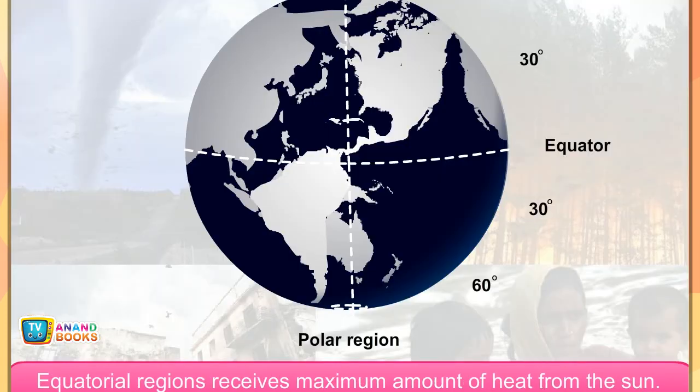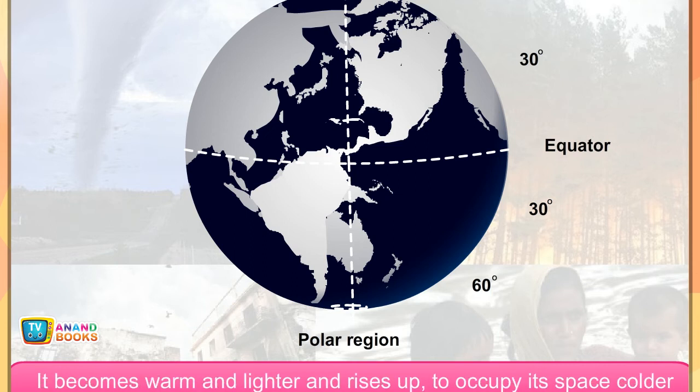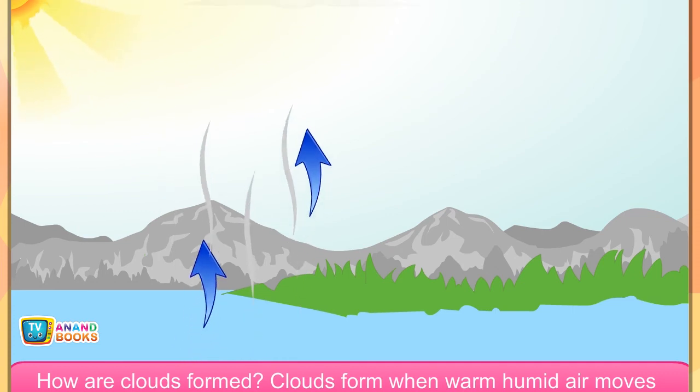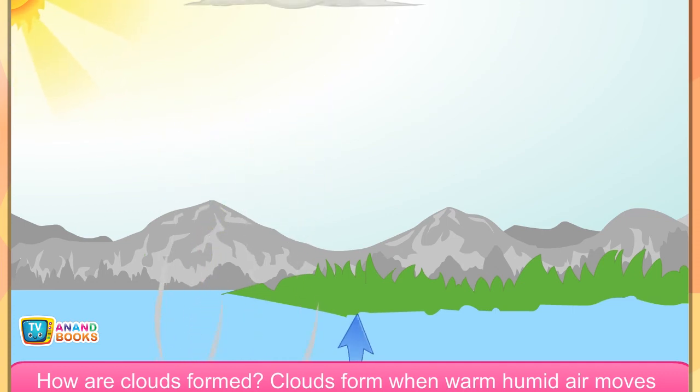Equatorial regions receive maximum amount of heat from the sun. It becomes warm and lighter and rises up. To occupy its space, colder air from polar region rushes there. How are clouds formed? Clouds form when warm humid air moves upward.